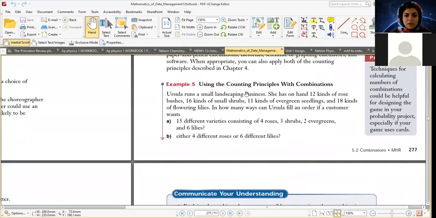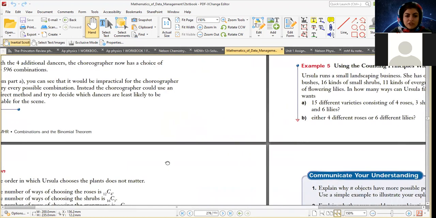And here, the next question. Ursula runs a small landscaping business. She has on hand 12 kinds of roses, 16 kinds of small shrubs, 11 kinds of evergreen seedlings, and 18 kinds of lilies. In how many ways can she fill an order from a customer for 15 different varieties consisting of 4 roses, 3 shrubs, 2 evergreens, and 6 lilies? So I want to have 4 roses. Since the total roses is 12, I'm going to choose 4 out of 12. Then 3 out of 16 shrubs, 2 out of 11, and 6 out of 18.